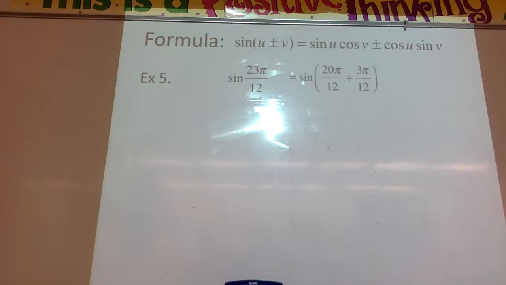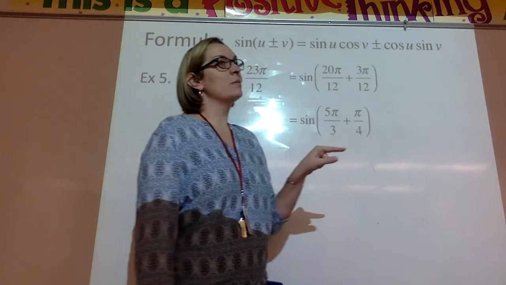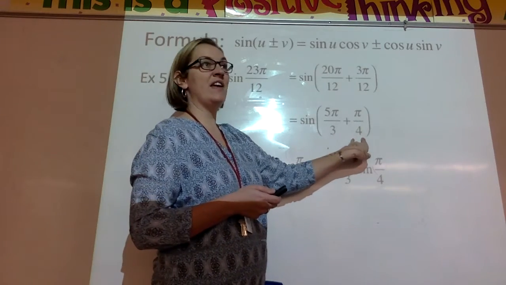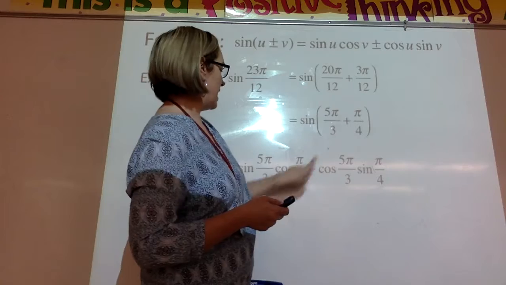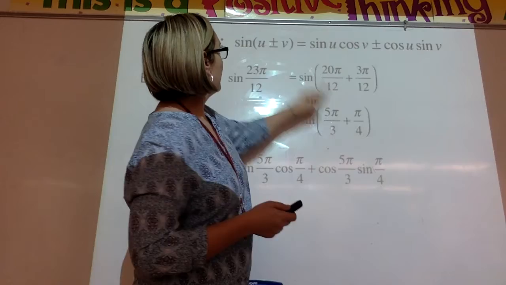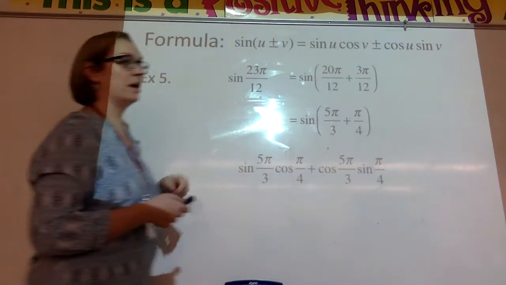20 over 12 reduces to 5 pi over 3, and 3 pi over 12 reduces to pi over 4, both of which are unit circle values. This is one of those places where you and the person next to you may not choose the same things to add together or subtract. So this becomes my u, this becomes my v. I go up to the formula and I need the sine of 5 pi over 3, cosine of pi over 4. Because I'm adding, I stay across the top, plus sign, and then I plug in all of the rest.